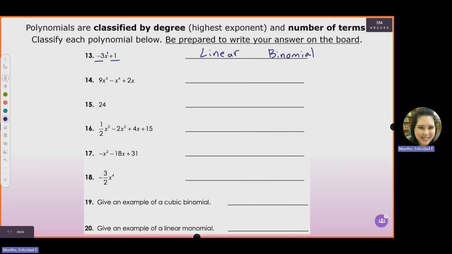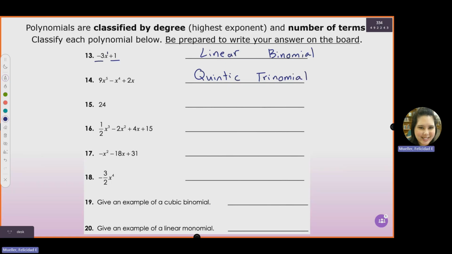So based on the number of terms and then the degree, go ahead and identify, or the vice versa order. So go ahead, pause the video. 19 and 20 is you coming up with your own answer. So pause the video, give it a shot. Let's check your work. You should have a quintic trinomial.